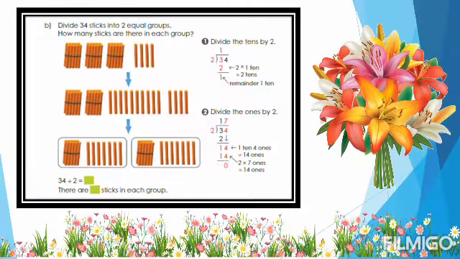So letter B, class, we have another example here for you to learn more. Another problem: divide 34 sticks into 2 equal groups. How many sticks are there in each group? The first step, class, is we're going to divide the tens by 2. 34 is our dividend, 2 is our divisor.